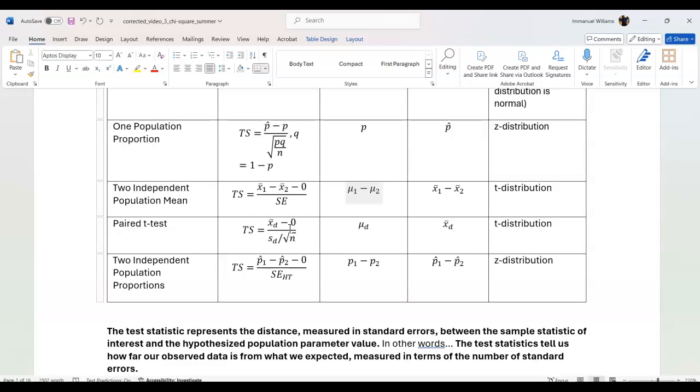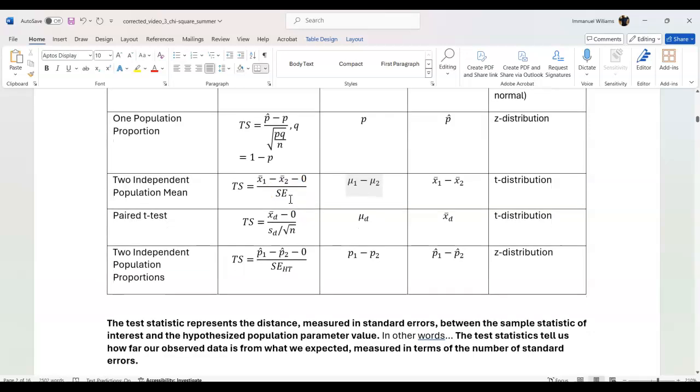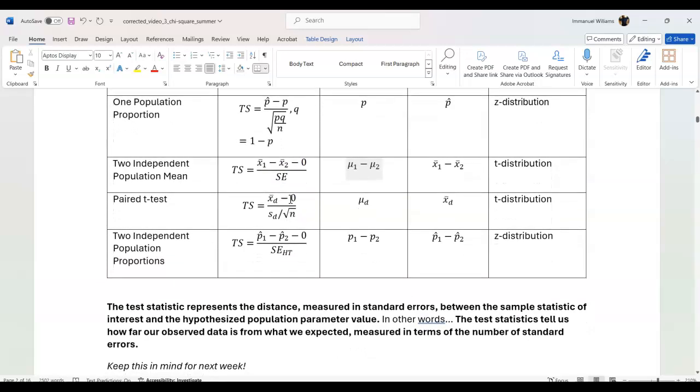In other words, the test statistic tells us how far our observed data, which is x bar 1 minus x bar 2, x bar d, p1 hat minus p2 hat, is from what we expect: 0, 0, and 0, measured in terms of standard error, our denominator. So keep this in mind for next week. Keep this in mind for the next video.